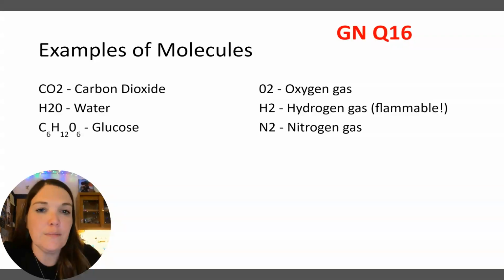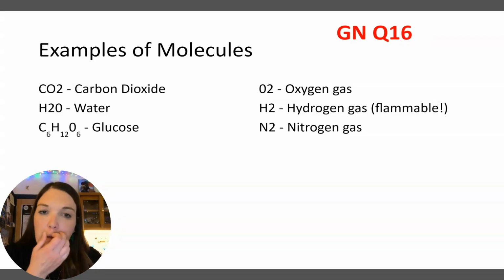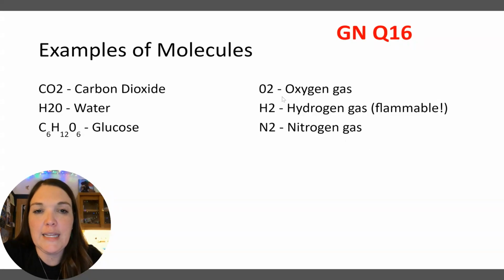C6H12O6 is glucose. Then we have oxygen gas, that is O2. Okay, two oxygen molecules. H2 is a hydrogen gas that is flammable, and N2 is a nitrogen gas. So go ahead and get these down in your guided notes, question 16, as some examples of molecules.